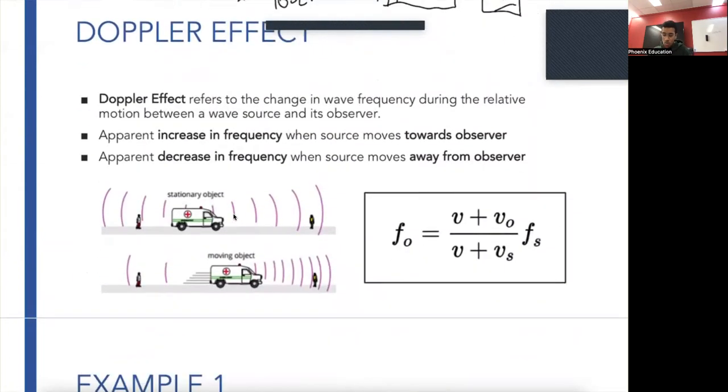So what the Doppler effect basically states is that the observed frequency of a wave, it doesn't have to be a sound wave, it can be any wave, will decrease or increase depending on the relative motion of the source, okay? So the source being the thing that's actually creating the wave.